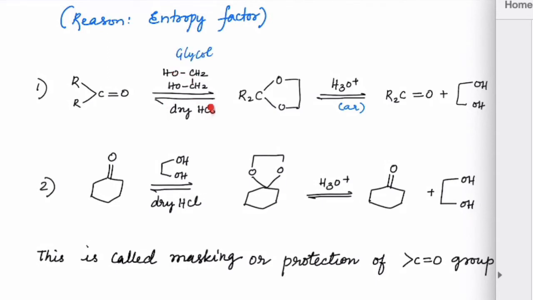in the presence of dry HCl. So here it would form this cyclic acetal, or ketal. If there are two R's here, we call it a ketal. So R and R. And on hydrolysis, we'll get R2C=O and OH and OH. Obviously, hydrolysis should be in acidic aqueous condition.